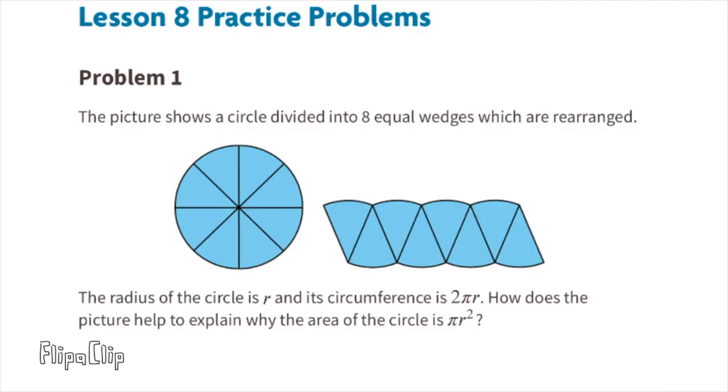Open up resources, Illustrative Mathematics, 7th grade, Unit 3, Lesson 8, relating area to circumference. Problem number 1. The picture shows a circle divided into 8 equal wedges, which are rearranged. The radius of the circle is r, and the circumference is 2 times pi times r. How does the picture help to explain why the area of the circle is pi r squared?